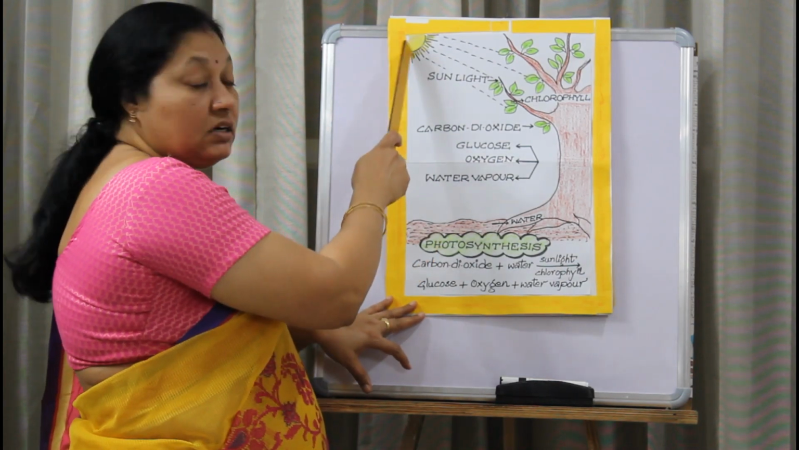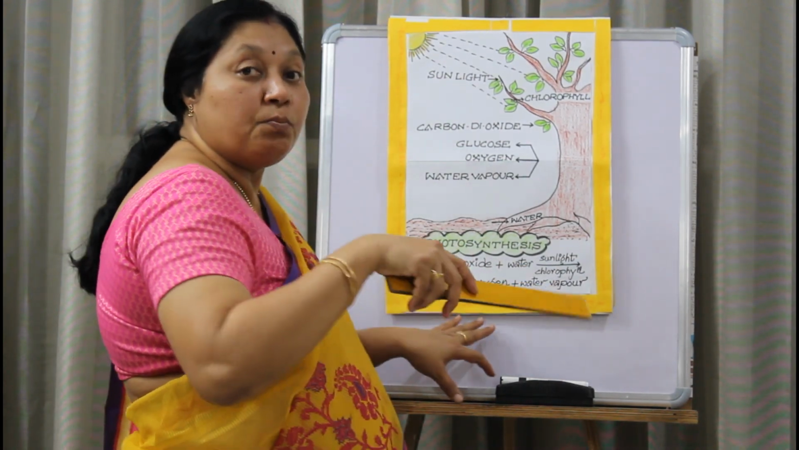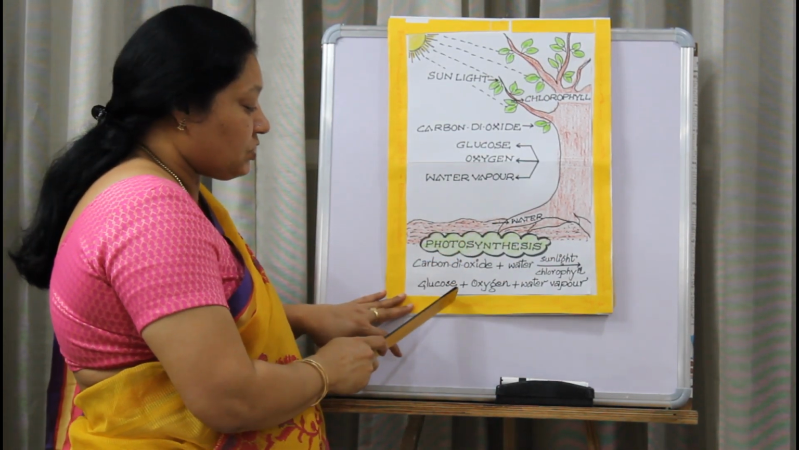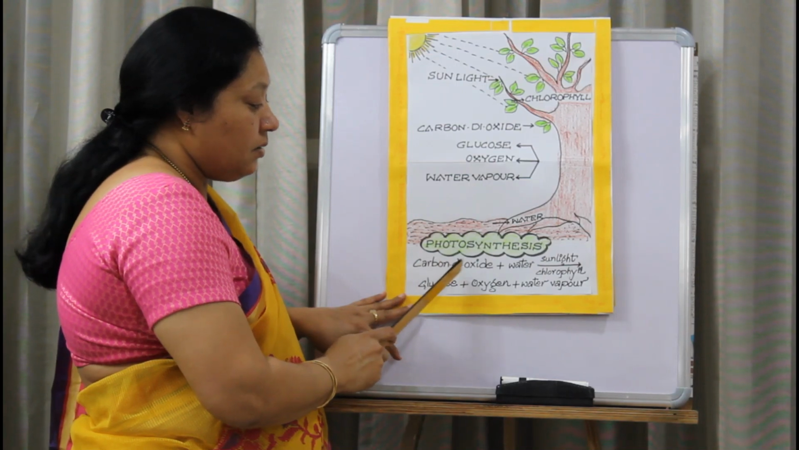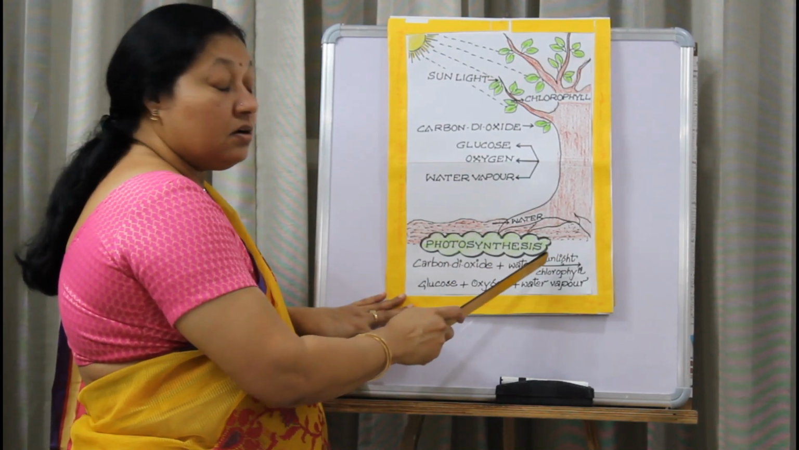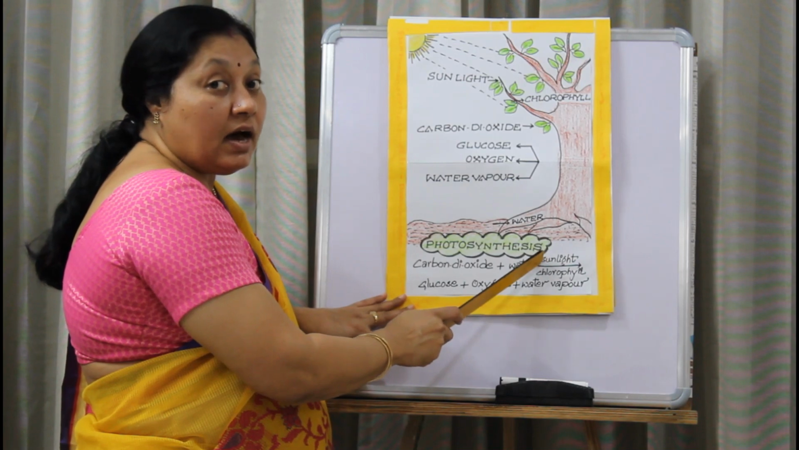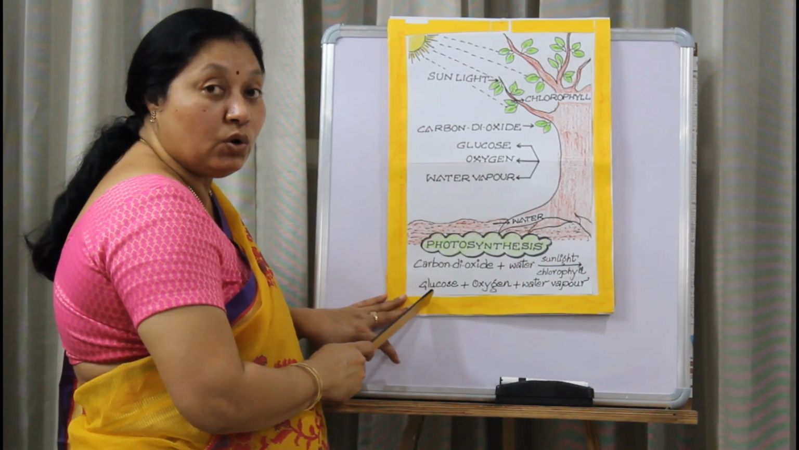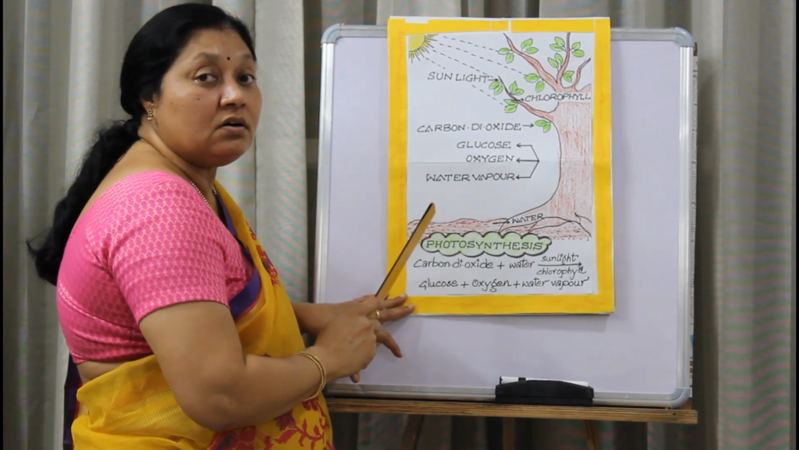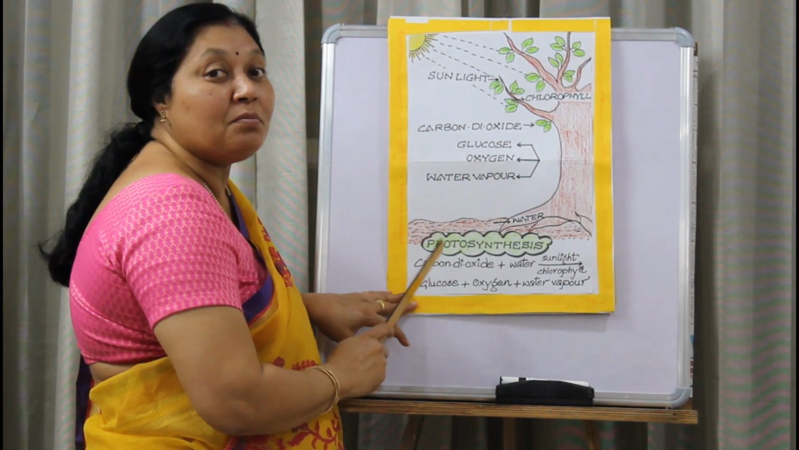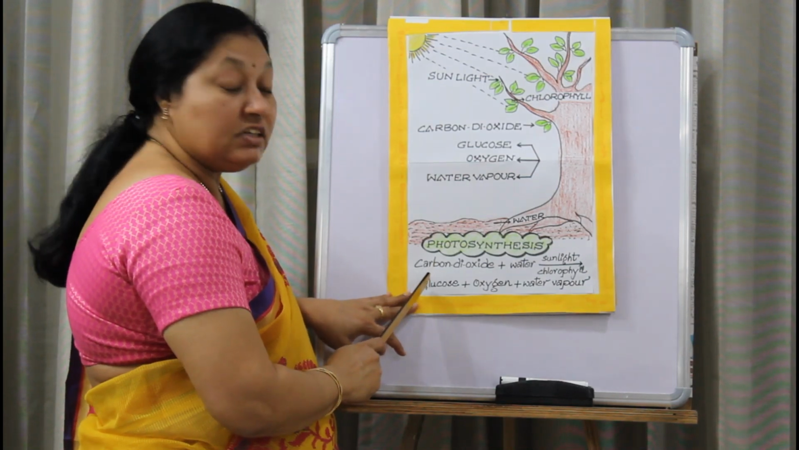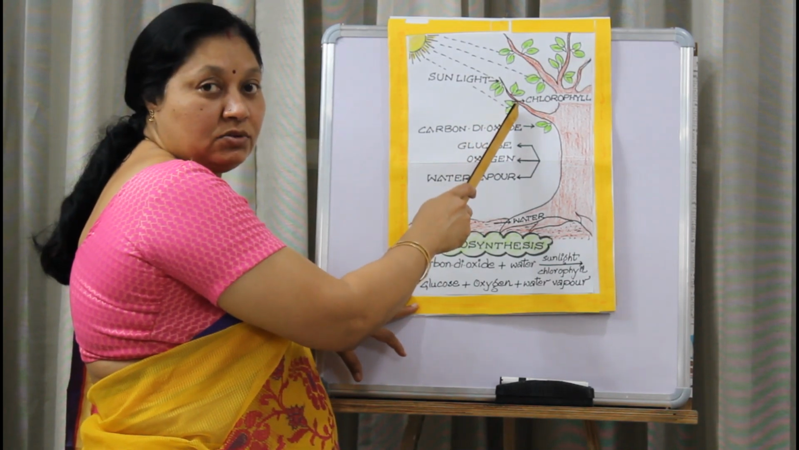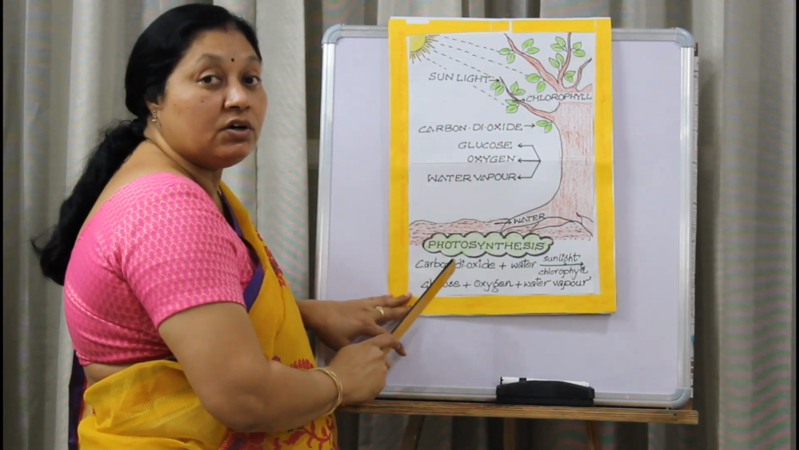Photo means light and synthesis means putting together. So this process can be written in a simple equation: carbon dioxide plus water in the presence of sunlight and chlorophyll gives rise to glucose. Glucose is the food prepared by the plants. It is a kind of sugar which is prepared inside the leaves. We call this food glucose.